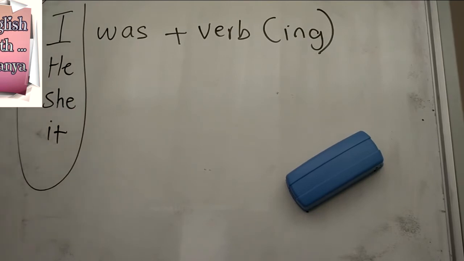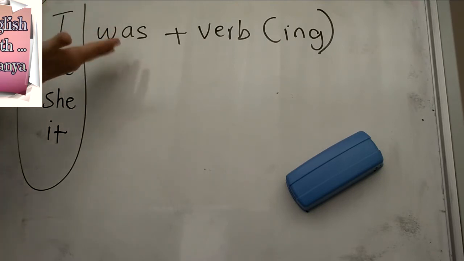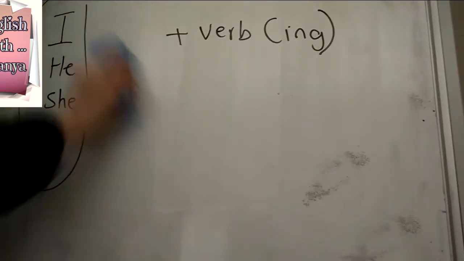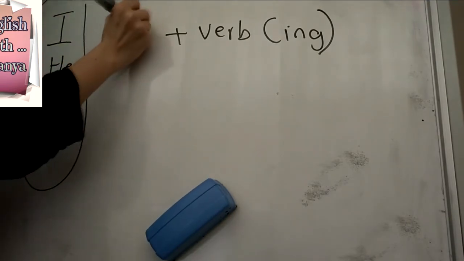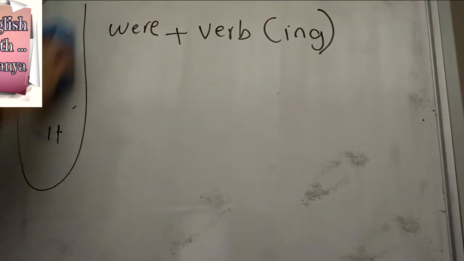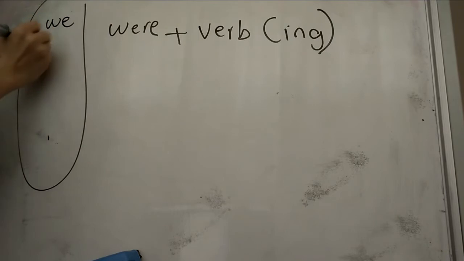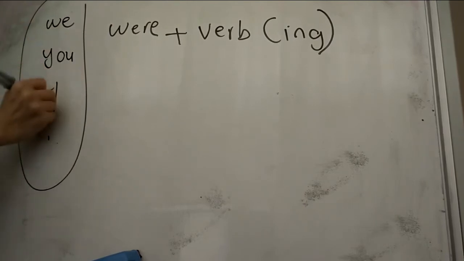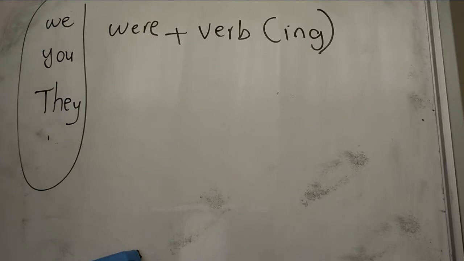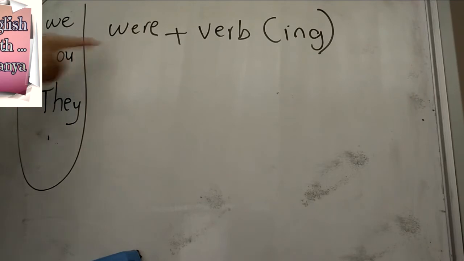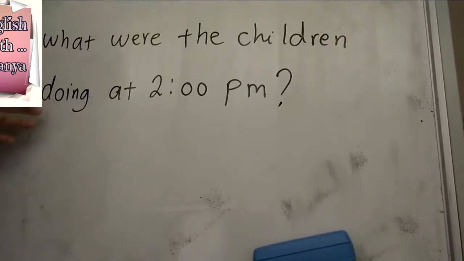However, when it comes to plural subjects, all you need to do is change to were. As in here, we have were, and we have plural subjects. So that's it. It will be we were, you were, they were, and the same thing with the verb using ing. All right, let's have this question.